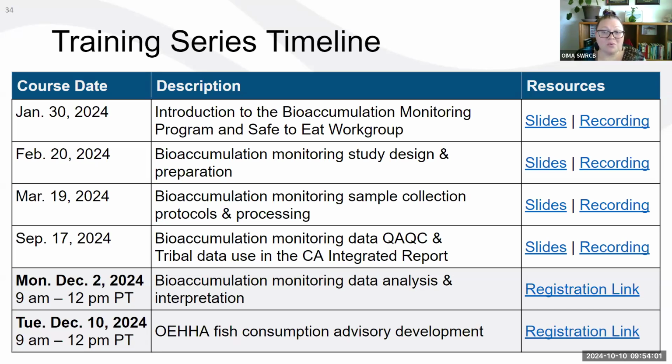On December 2nd, we will talk about how we pull bioaccumulation monitoring data from the California Environmental Data Exchange Network, or CEDEN, and the SWAMP Data Dashboard, as well as how to analyze and interpret it appropriately. On December 10th, we will hear from our OEHHA partners, and they will walk us through how they develop their fish consumption advisories. Registration links for both courses are on this slide, and I'll also have flyers on the Cal EPA table and with me at the conference, so folks can pick those up in person.